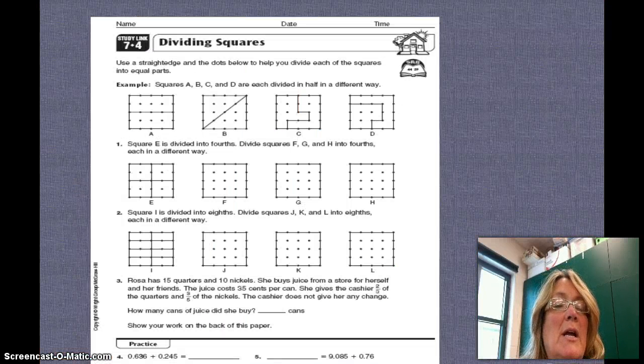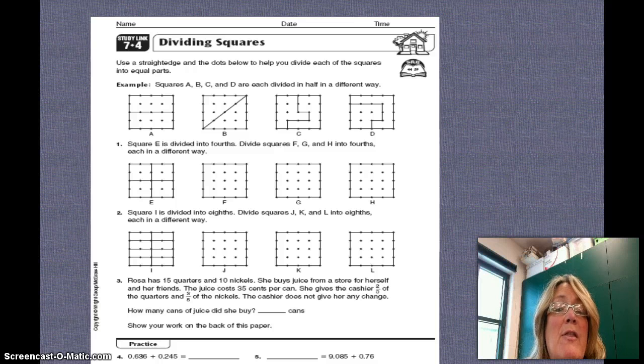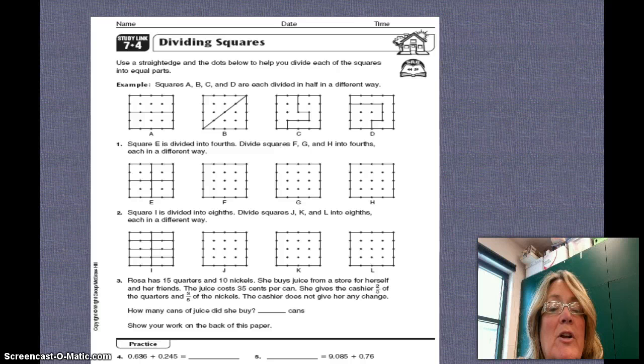Dividing squares, it tells you point blank to use a straight edge and the dots below to help you divide each of the squares into equal parts. Try it different ways, okay? When you're dividing them, notice in the top one they're showing you all sorts of ways that they cut that shape in half. Try going horizontal lines, vertical lines to try to get it made into fourths and into eighths. Be sure to do the practice on the bottom, lining up your decimals. Thanks. Good luck.